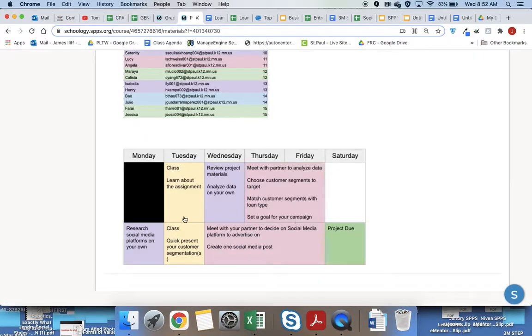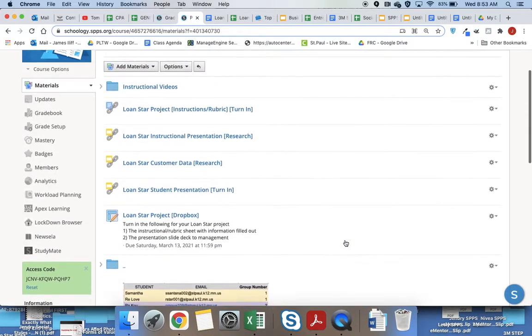All right. Now, when we come back on, so then on Monday, notice it's purple, meaning do it on your own. Research social media platforms on your own. So you're going to do some research, then you're going to do a quick presentation in Tuesday's class of your team's project. Then you're going to meet with your partner to decide on the social media platform and create one social media post. So that's going to happen next week. And then everything gets turned in on Saturday. So that's how it goes.